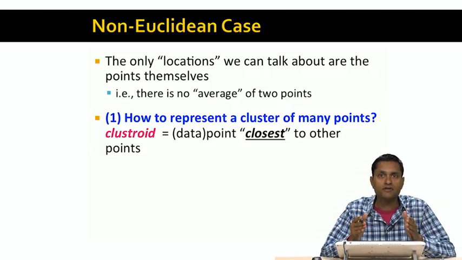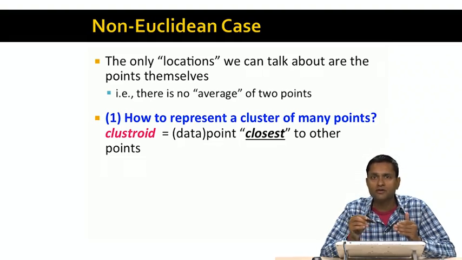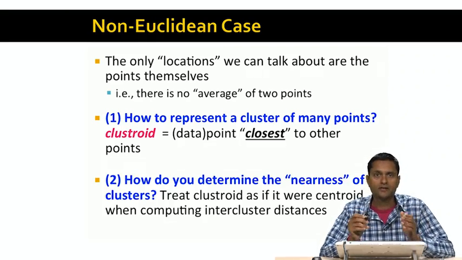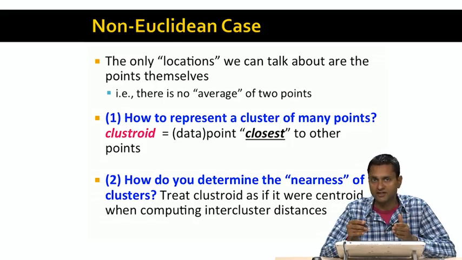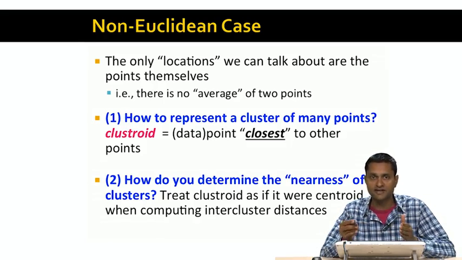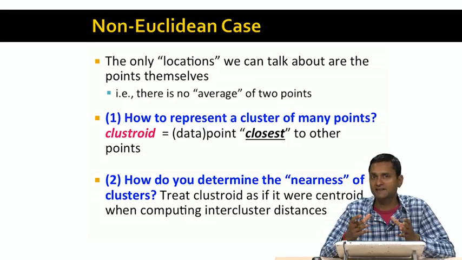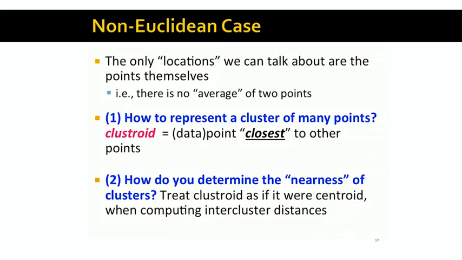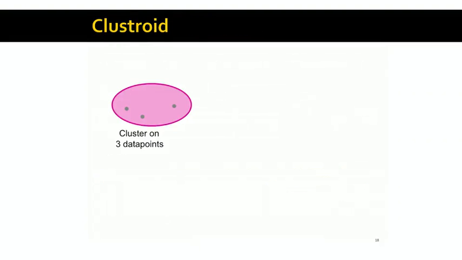So instead, we have to use a different concept called a clusteroid. And a clusteroid is a data point that's closest to the other points in the cluster. So once we use clusteroids instead of centroids, and we look at an example of clusteroids in the next slide, we can determine the nearness of clusters by treating the clusteroid exactly as if it were the centroid. And we can measure the distance between 2 clusters by measuring the distance between their clusteroids instead of measuring the distance between their centroids. Here's a cluster of 3 data points in a Euclidean space.